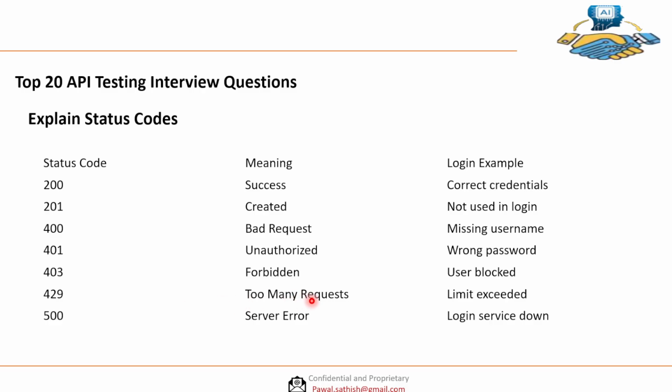429 means too many requests, limit exceeded. As part of our login feature, if we have a requirement that the user tries more than 5 attempts, then for the 6th attempt we should give this response: 429 status code, which means too many requests, and 500 means server error. So these are all the standard status codes.